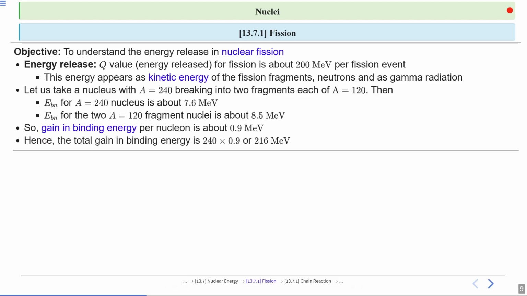To find the total energy released, we multiply the gain per nucleon by the total number of nucleons, 240 times 0.9 mega electron volt, which gives us 216 mega electron volt. This calculation shows us why nuclear fission releases so much energy. It's all about the increase in binding energy when a heavy nucleus splits into smaller, more stable ones.